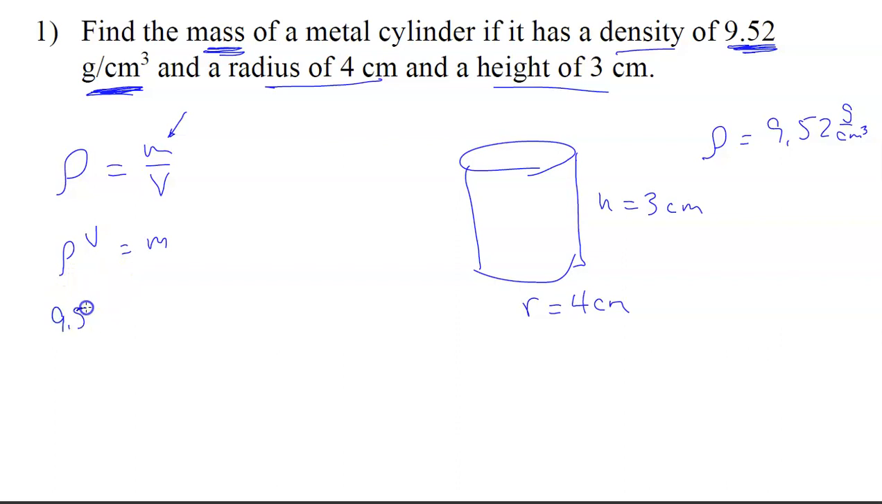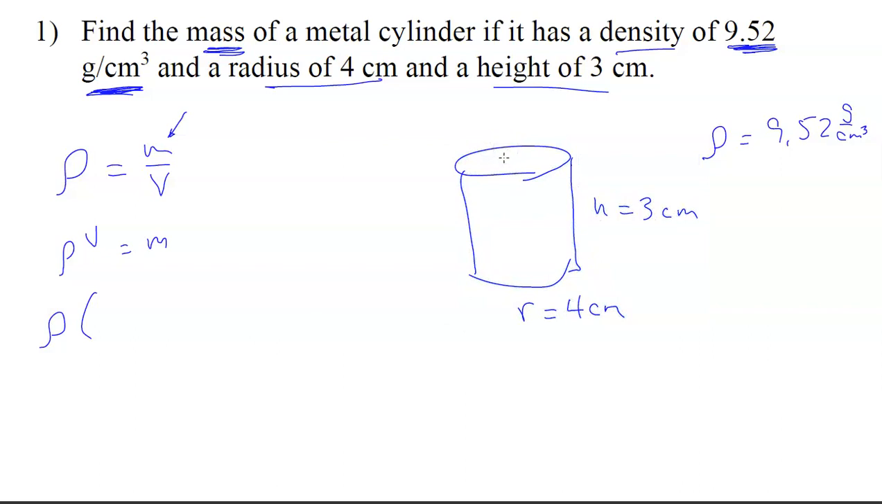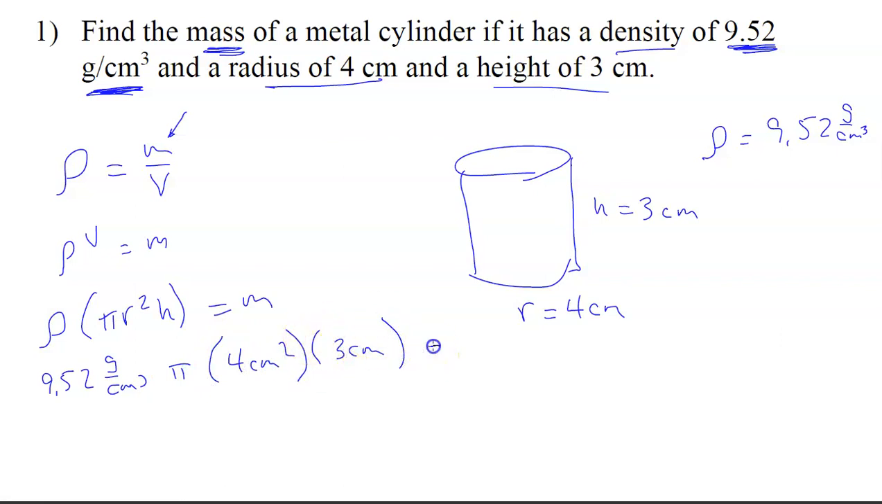So I've got myself 9 point. Let's see. Actually, one more step in here. If I leave the density, the volume. I need a little bit of middle school geometry here. The volume of a cylinder is equal to the area of the bottom, or the top, forget it, which is going to be a circle, pi r squared, and then the height right there. Okay, so just putting the numbers in, 9.52 grams per cubic centimeter times pi times 4 centimeters squared times 3 centimeters. That should be the mass of this thing.